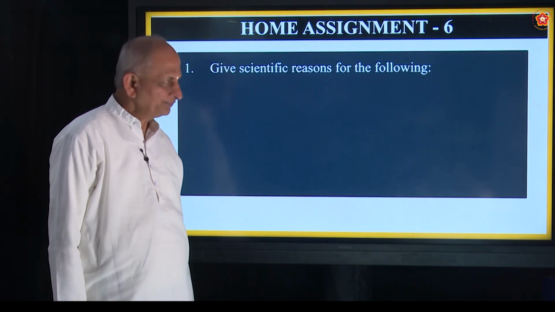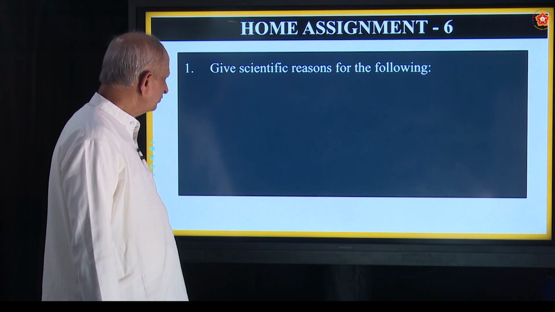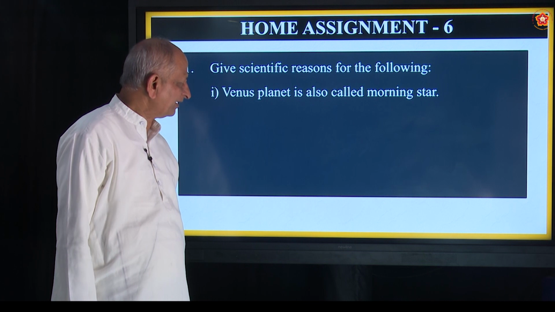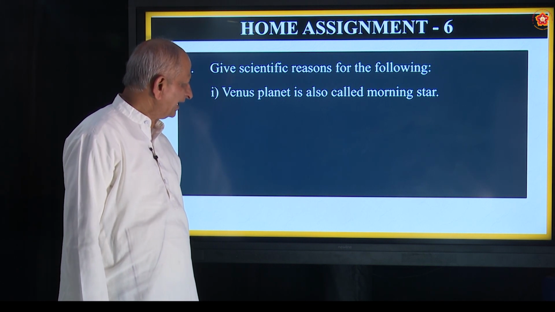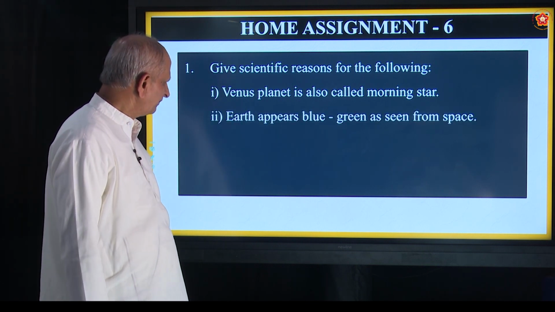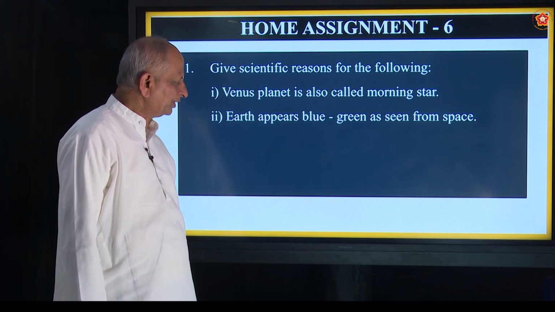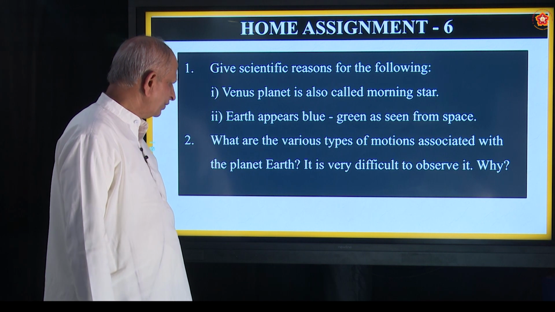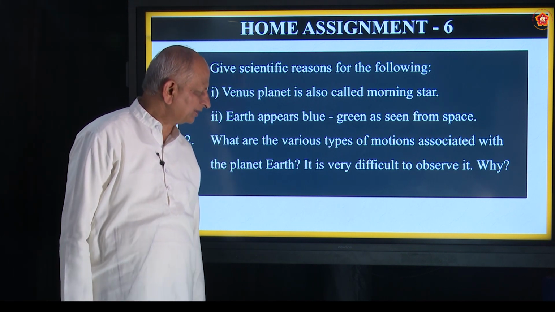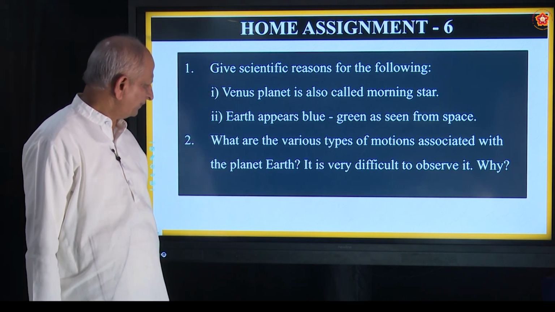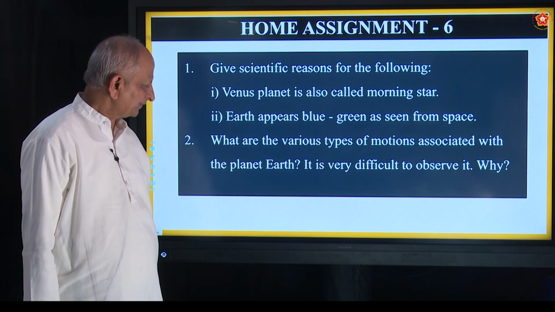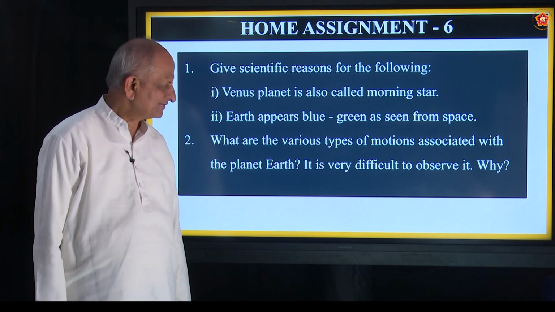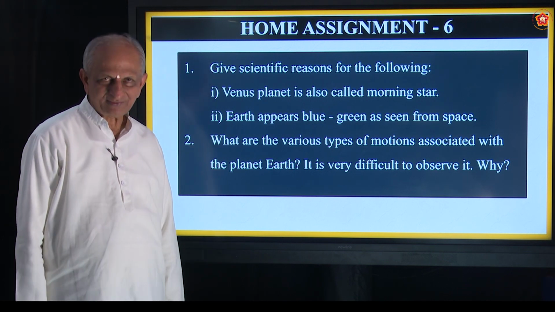Okay, now come on, try to answer these questions. Give scientific reasons for the following. Venus planet is also called morning star. Earth appears blue-green as seen from space. Second question, what are the various types of motion associated with the planet earth? It is very difficult to observe it. Why? You try to answer this.